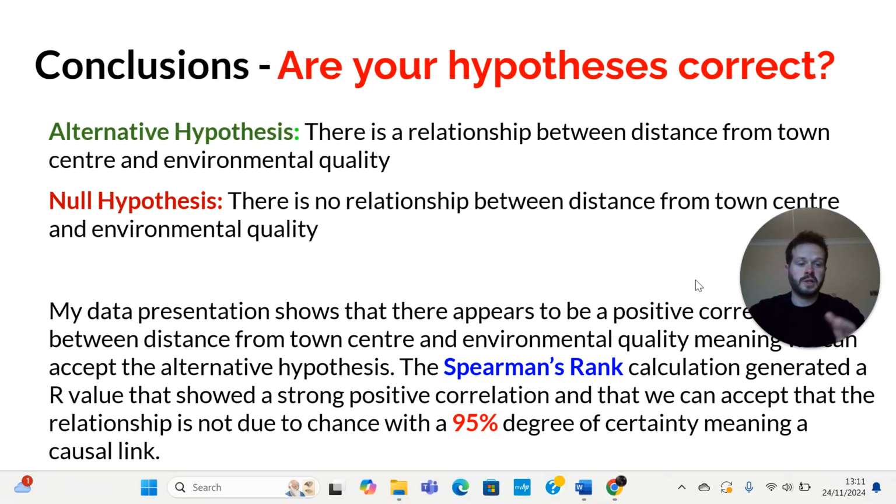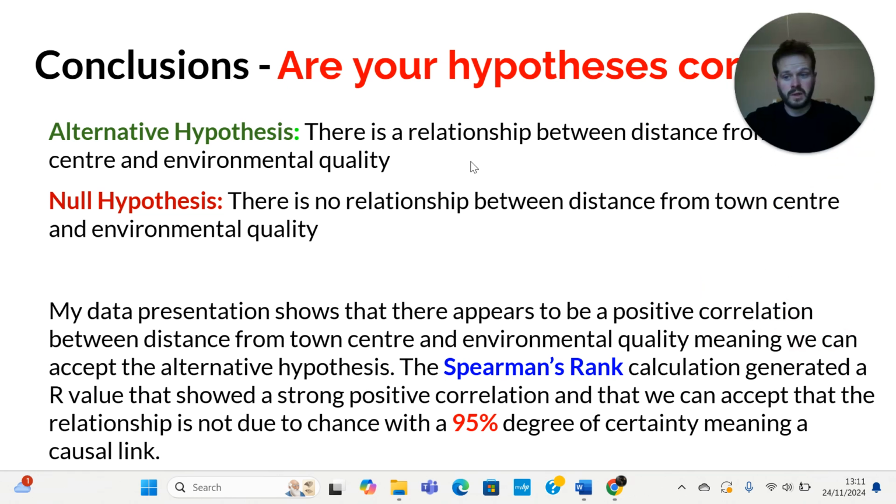All right. So in your literature review, in your introduction, some of you may have gone down this route where you've got an alternative hypothesis and a null hypothesis. Some of you may have just simply stated what your hypothesis is. Very scientific approaches will go down this route here. So there's an alternative, which is there's a relationship between distance from the sound sensor and environmental quality. Your null hypothesis, there's no relationship between distance from the sound sensor and environmental quality.